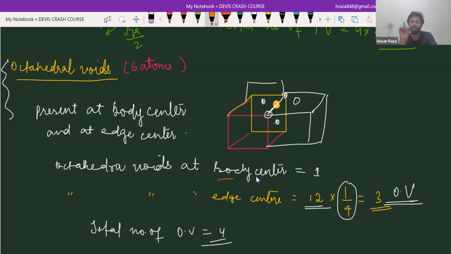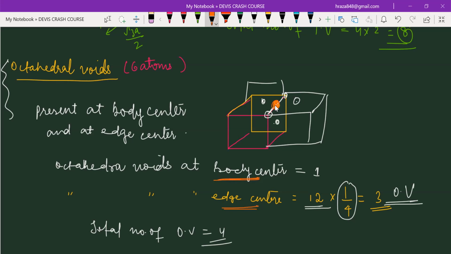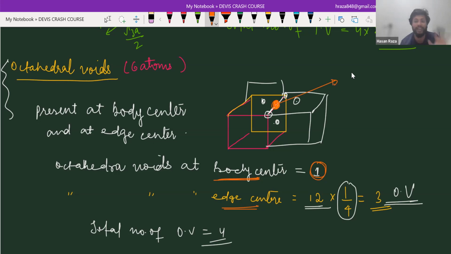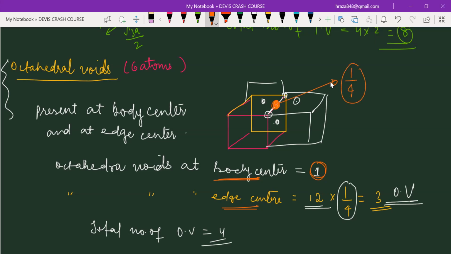The first place is the body center, that is one, that is counted, right? Yeah. Now come to the edge center. If I'm telling you this is an octahedral void, it is not a unit octahedral void, not a single one. Basically, at this place, we get only 1/4 of the octahedral voids due to one edge center.